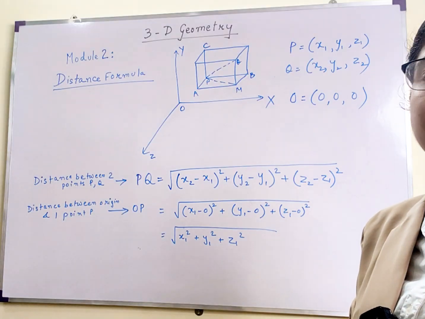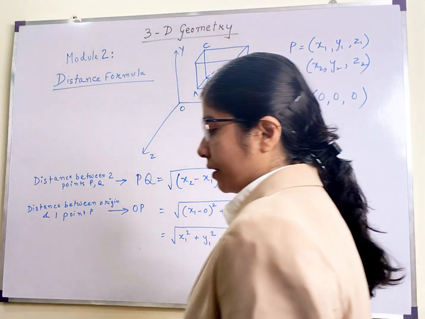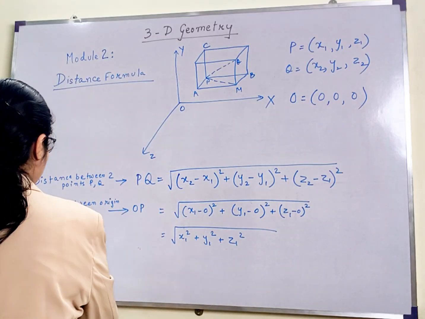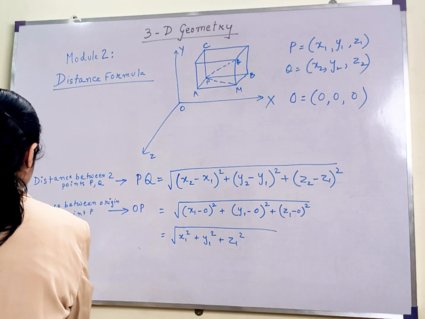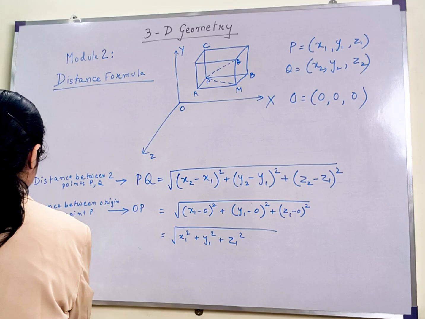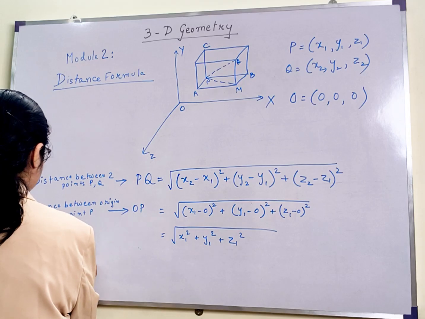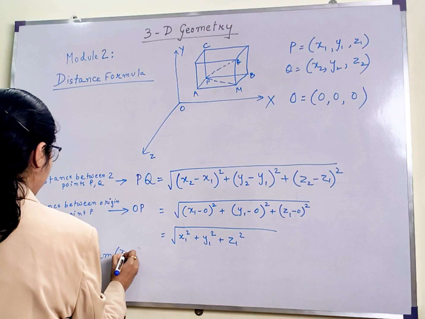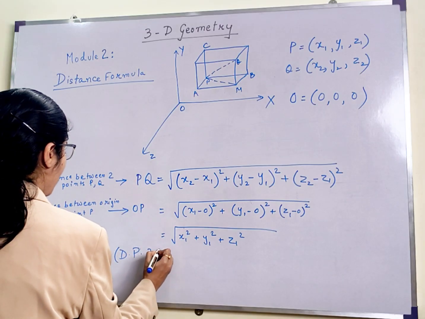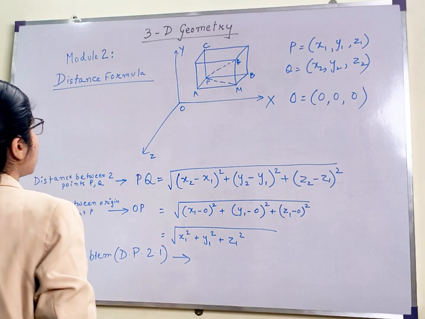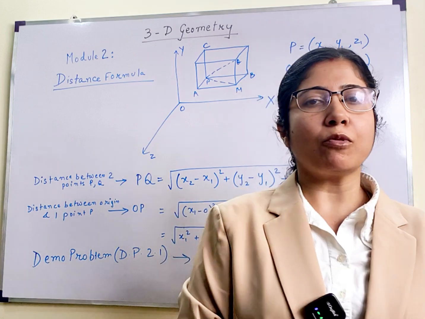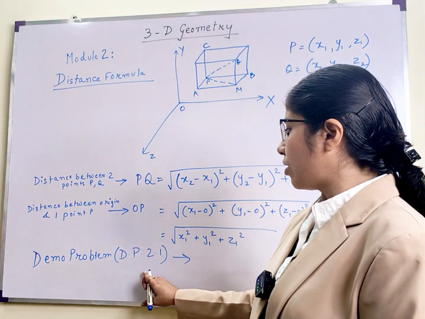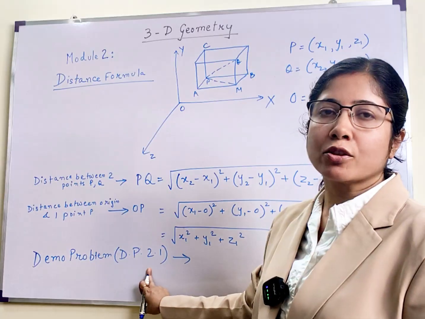Now let us discuss one problem. Demo problem DP 2.1. Since this is my module 2, the distance formula is included in module 2, so the corresponding demo problem is 2.1.